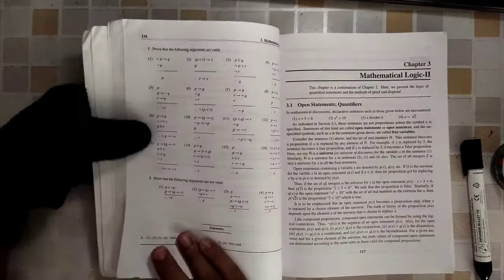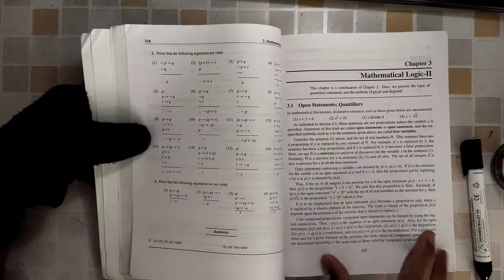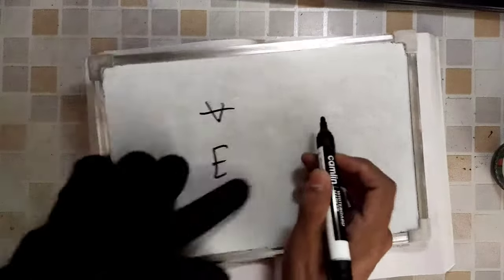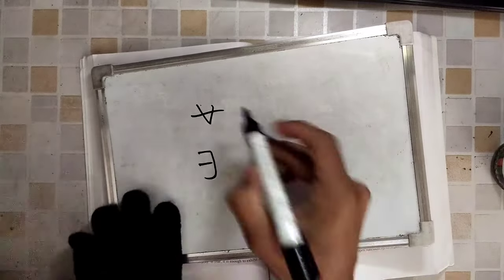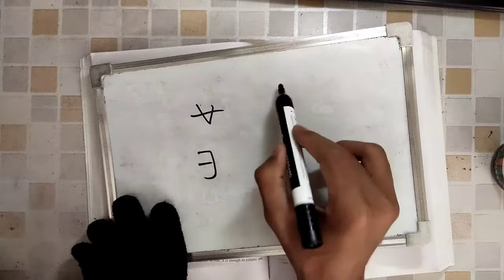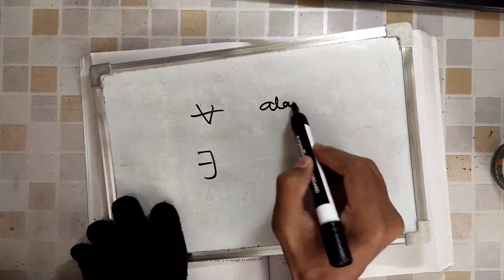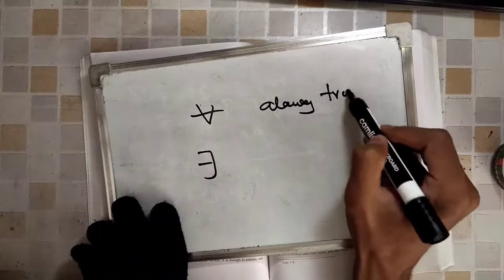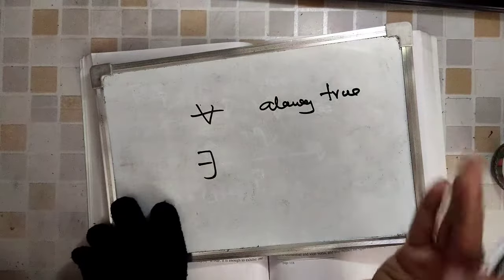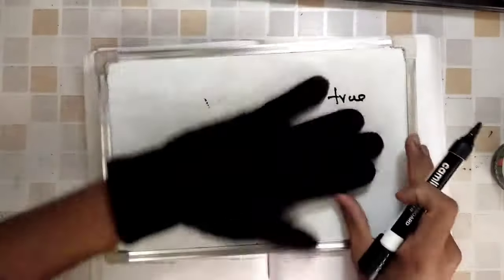So last we will move on to open statements and quantifiers. These things are very simple. I will just explain here. There are two quantifiers, universal and existential. Universal means the statement is true for all the conditions, always true. It satisfies all the conditions. Existential means there exists, among the given set of conditions, only one or two that are true.